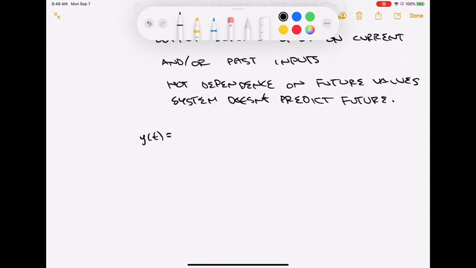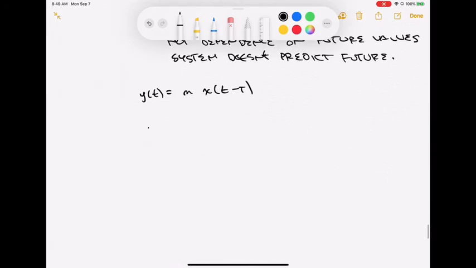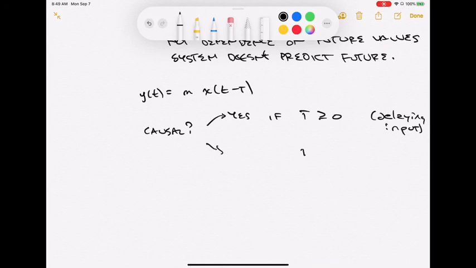How about this? y(t) = m x(t - T). This was that amplifier with delay, and I say with delay assuming the parameter T was greater than 0. So is it causal? I could say yes if T is greater than or equal to 0, because there we're just delaying the input. The output at any particular time would depend only on the input at a past time. If T was less than 0, then no, it would not be a causal system because that would require something in the future.